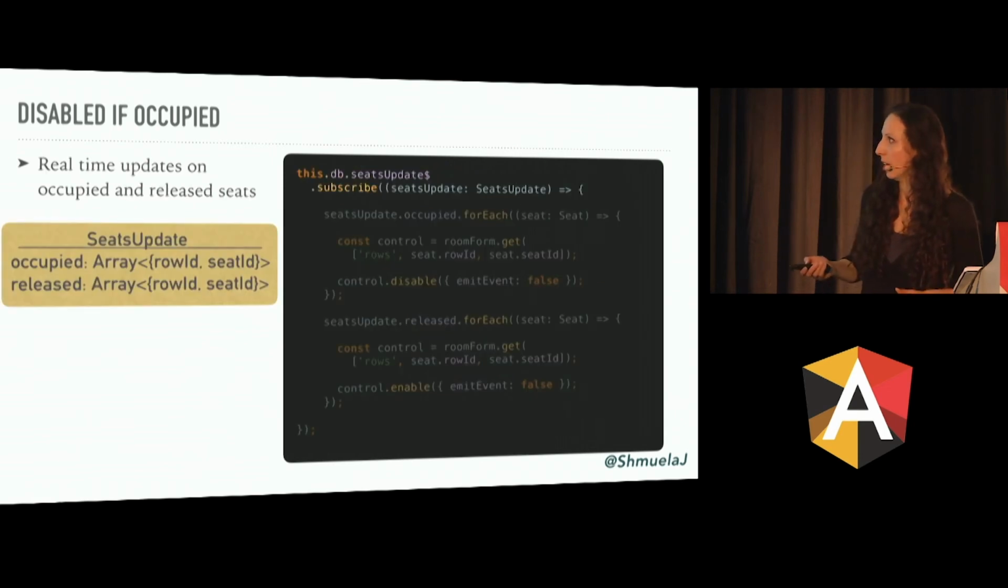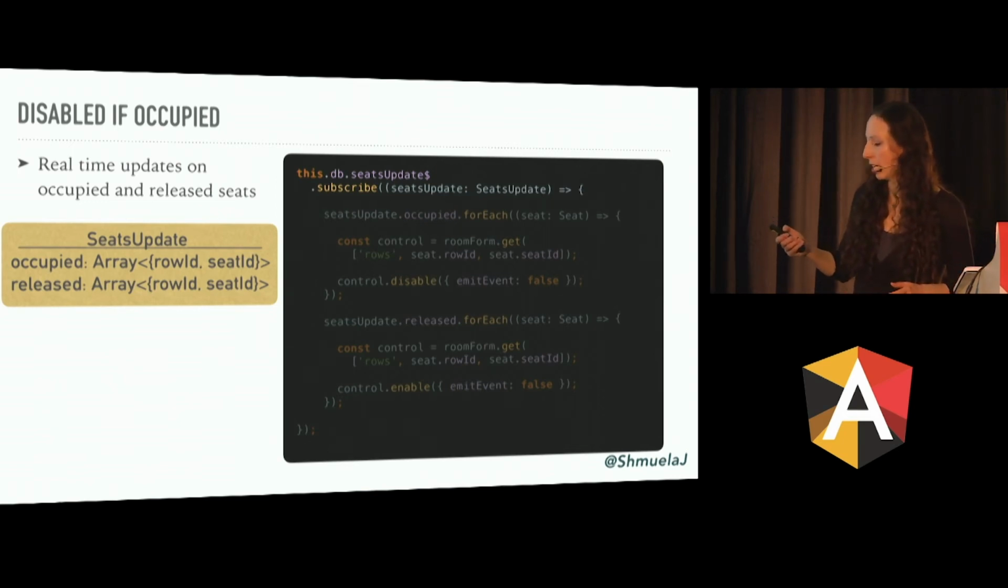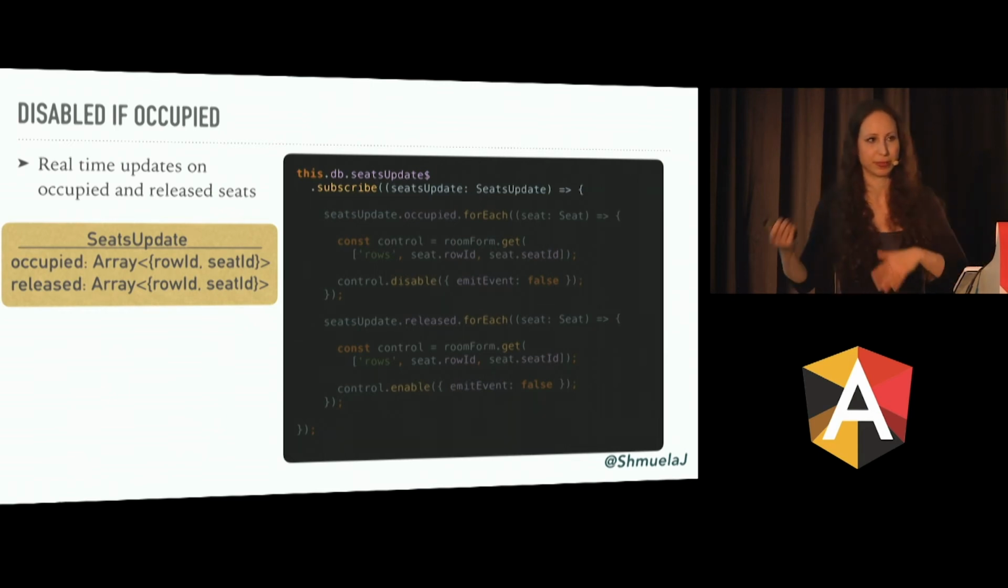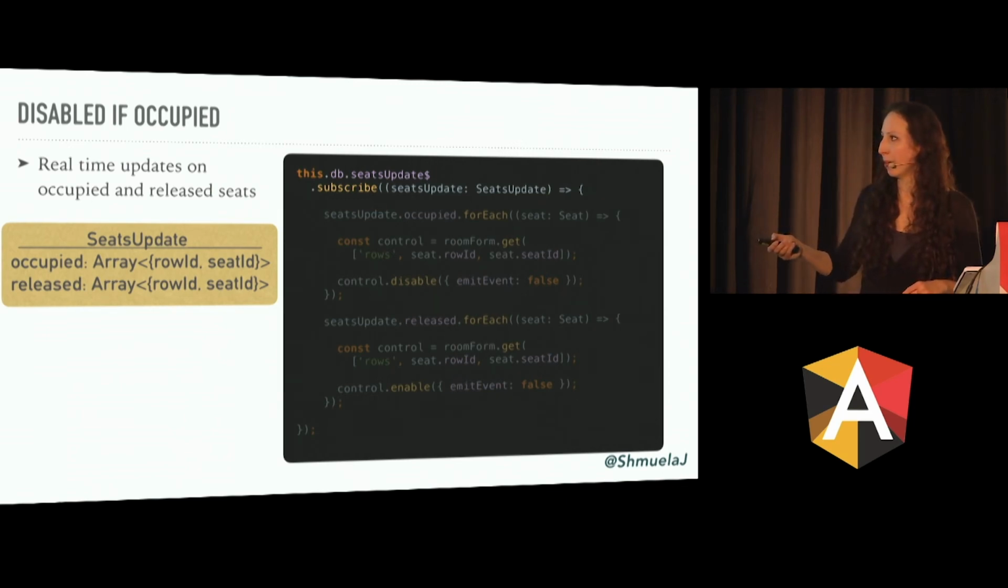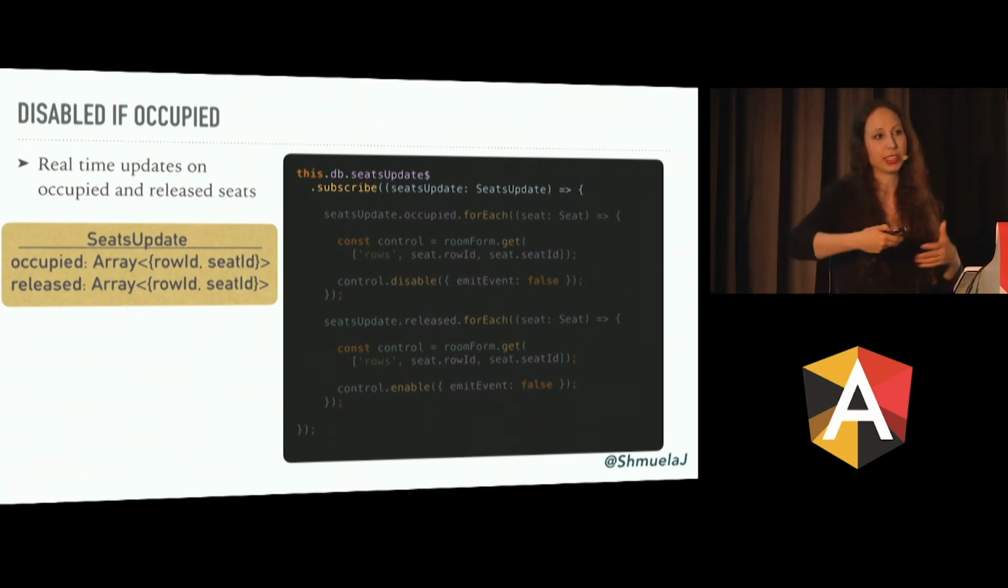But we get real-time updates, so we need a different method here. So I'm subscribing to the seat updates observable that I have in my DB service. And I'm getting here an object with the members occupied and released, and both of them are arrays of row ID and seat ID. I also want to know which seats were released in the meantime so that my user can now select them.